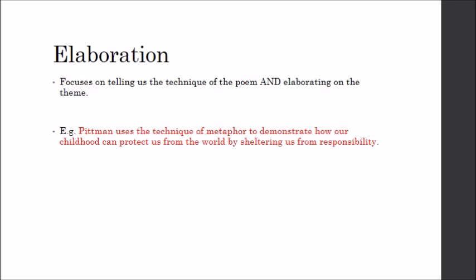The second thing is I actually have to elaborate on the theme. In my topic sentence, I said that the theme was losing innocence, but what does that actually mean? What was Pittman actually trying to say? How do we interpret that? In the second part of my elaboration I've just explained it. It's more specific, it gives more detail, and it outlines what I think his intended message was. So I've written, Pittman uses the technique of metaphor to demonstrate how our childhood can protect us from the world by sheltering us from responsibility. Of course I'll go on to back that up with more discussion, but I've been more specific about what I interpret the meaning of this poem to be.